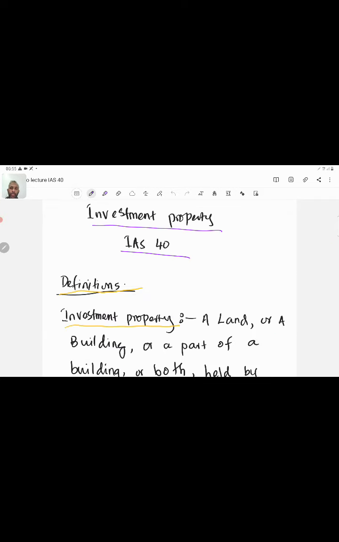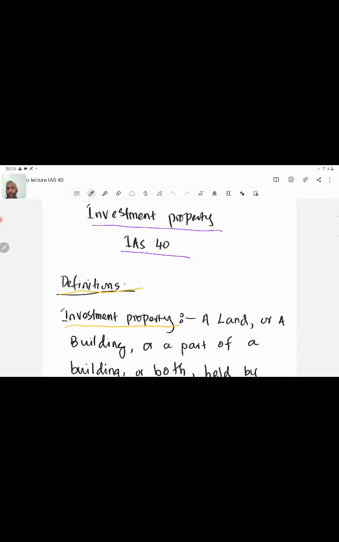Investment property, IAS 40. Investment property is a standard that goes along with IAS 16, that is property, plant and equipment. This is slightly different. That is investment property. Any property that is managed and maintained by somebody for the purpose of capital appreciation or rental purposes, to earn a rental income or for capital appreciation. If someone is holding a property for this purpose, such property will be investment property.